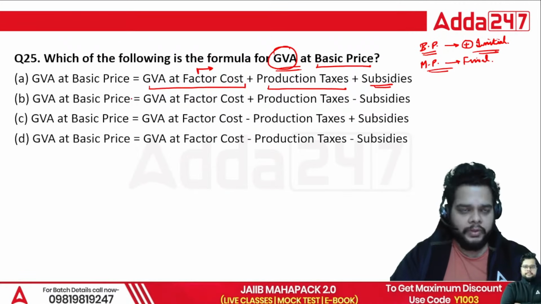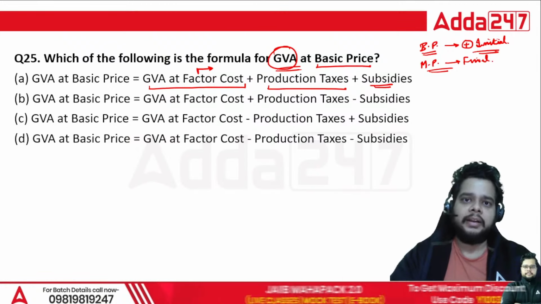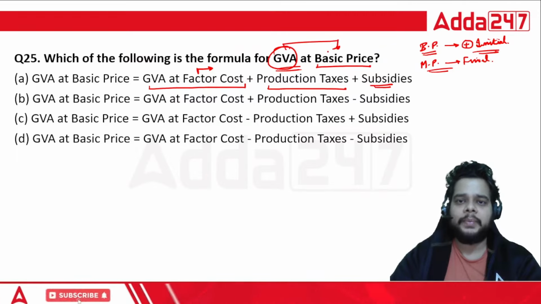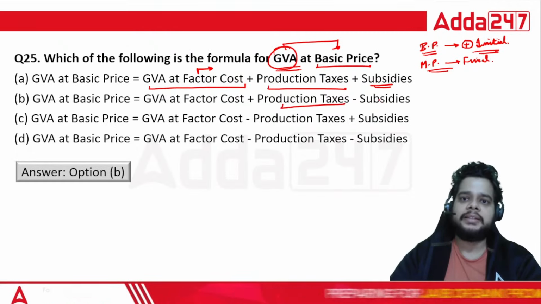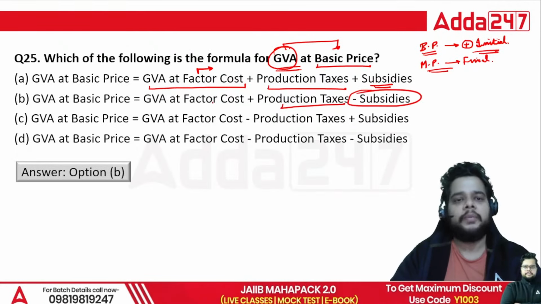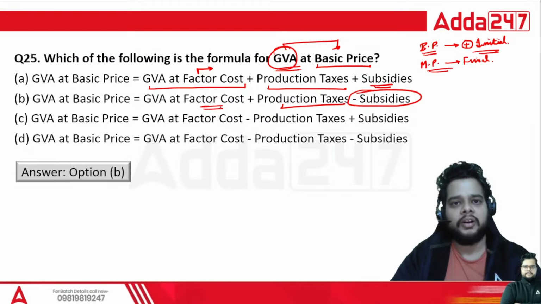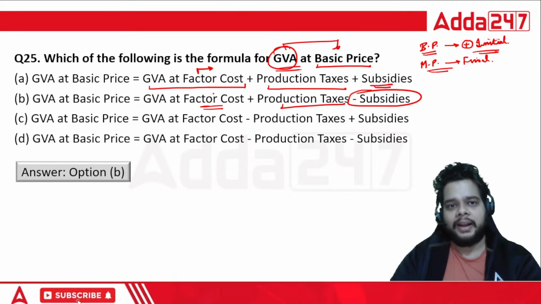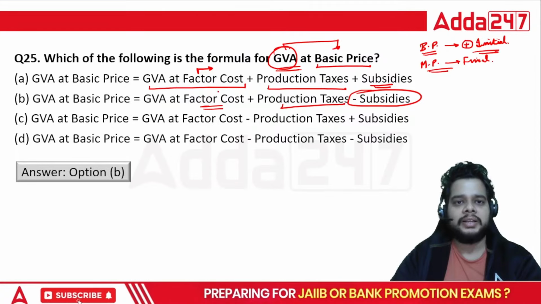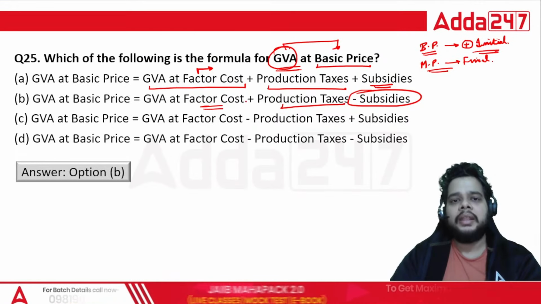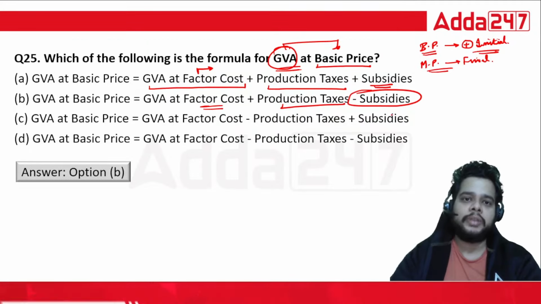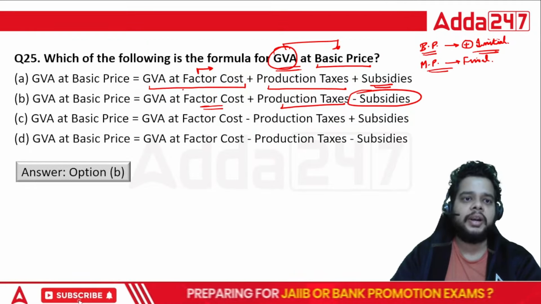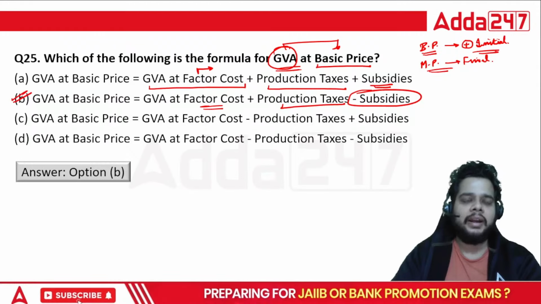So which of the following will be the correct answer here? Always remember GVA at basic price, you have to add the taxes and subtract the subsidies from the factor cost. So whatever the cost is in the factory when you are just initiating the production, there you add the production taxes and subtract the subsidies provided to that particular factory or the industrial unit, you will arrive at the GVA at basic price.